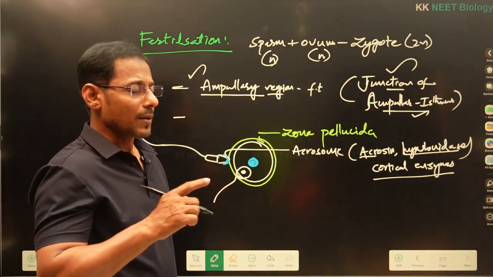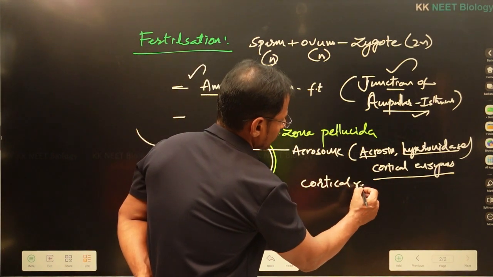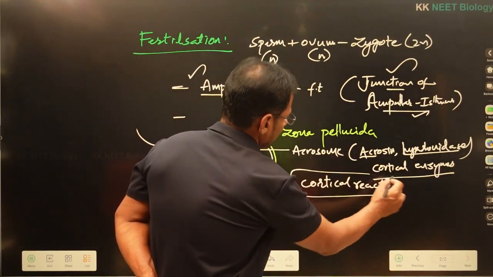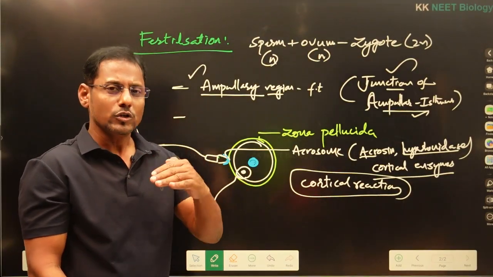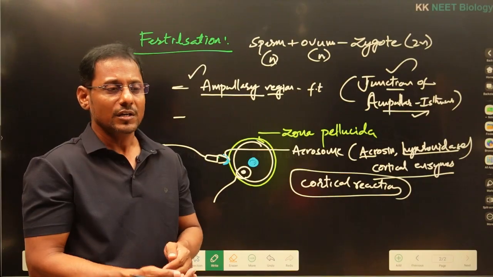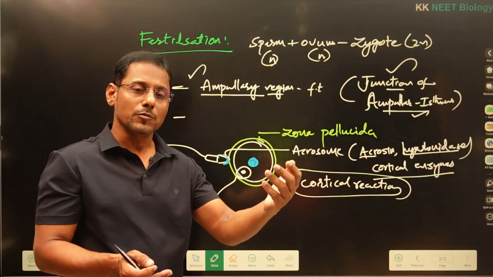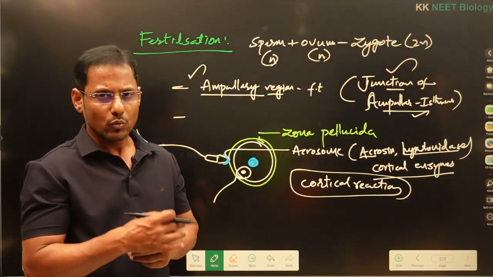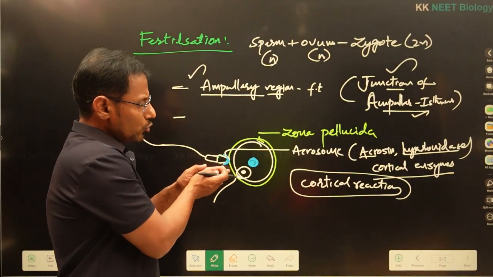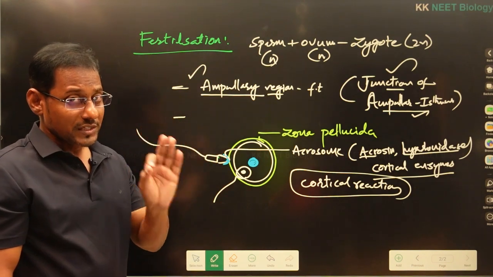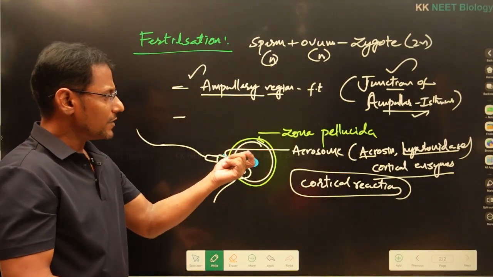At the same time, the cortical reaction also takes place. What is a cortical reaction? The layer around the ovum undergoes chemical changes which block other sperms from entering into the ovum. Once the sperm enters the ovum, it should be ensured that no other sperm enters. What happens if another sperm also enters?